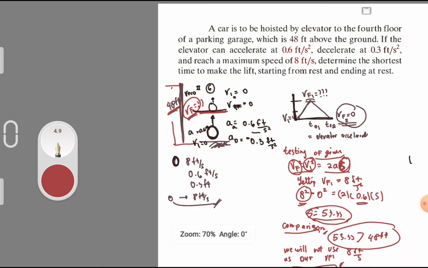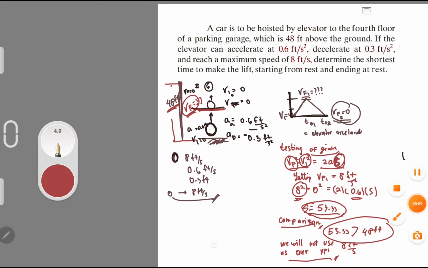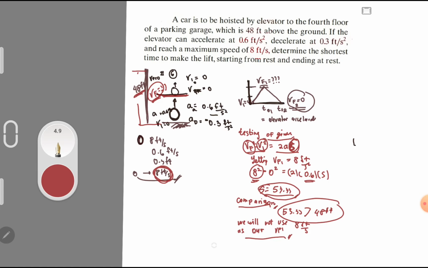Okay? So as I have said, this 8 feet per second is the maximum speed of the elevator. Pero, it doesn't mean that you would meet that 8 feet per second. It just means that hindi na siya mag-exceed ng 8 feet per second. Yun lang yun. Hindi siya mag-exceed dito. Kasi yung specs niya hanggang dito lang. Okay? So, let us try to solve the problem then.